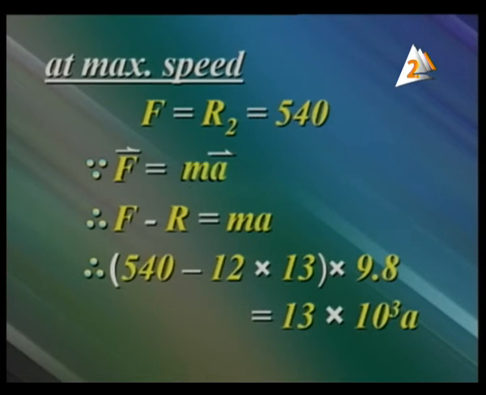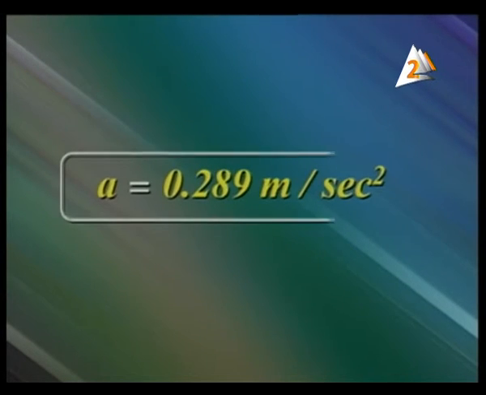Then 540 minus 12 by 13 times 9.8 equals 13 times 10 to the power 3 A. Therefore, A equals 0.289 meter per second squared.